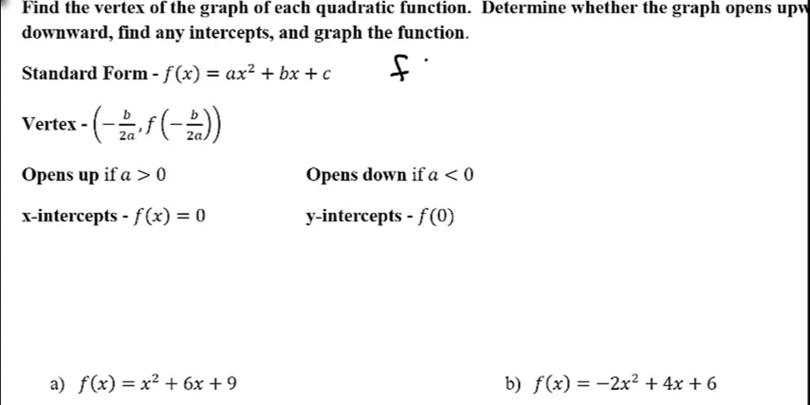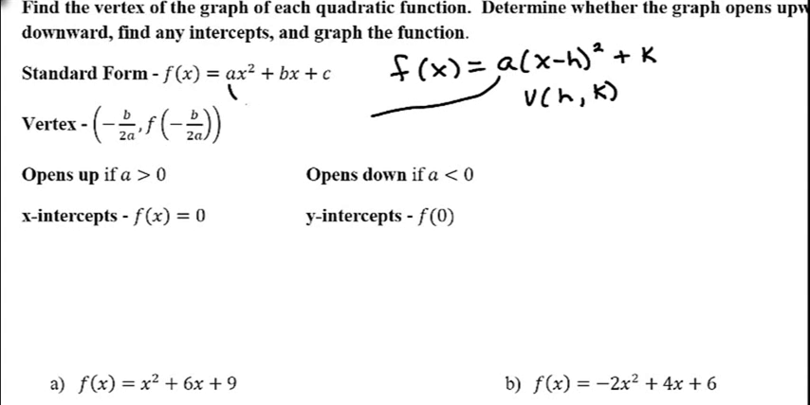In the last video we looked at the vertex form, which is f of x equals a times the quantity x minus h squared plus k, where the vertex was at the point (h, k). The a in this formula and the a in this formula are the same number. So this a also depicts whether this quadratic function is going to be opening up or down.